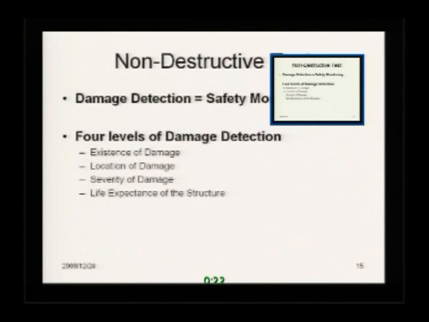Now, damage detection is safety monitoring. And in order to avoid this kind of catastrophic accident, we should have a system to monitor the safety of the bridge, to see whether it has any damage, whether it's still safe to use. And there are 4 levels of damage detection. The first level is to tell people whether this bridge is or is not damaged.